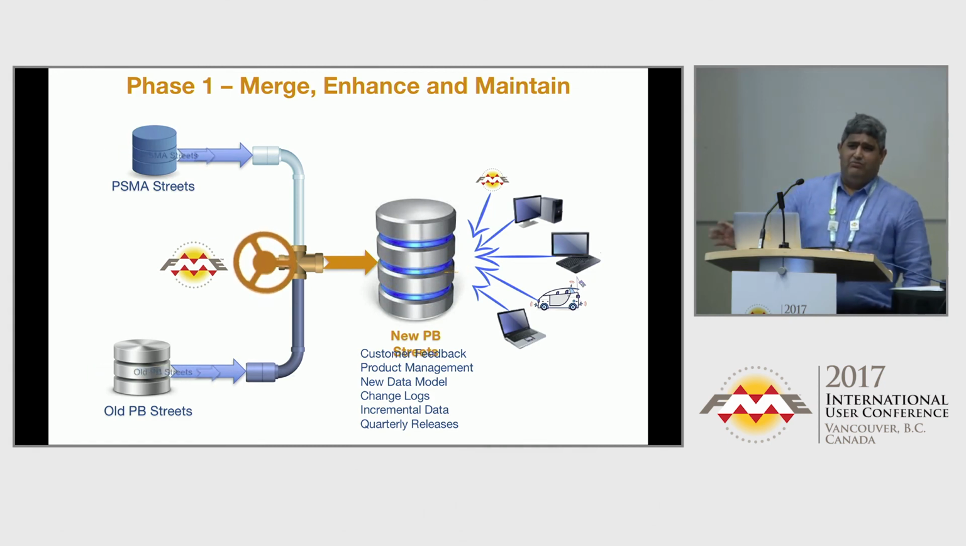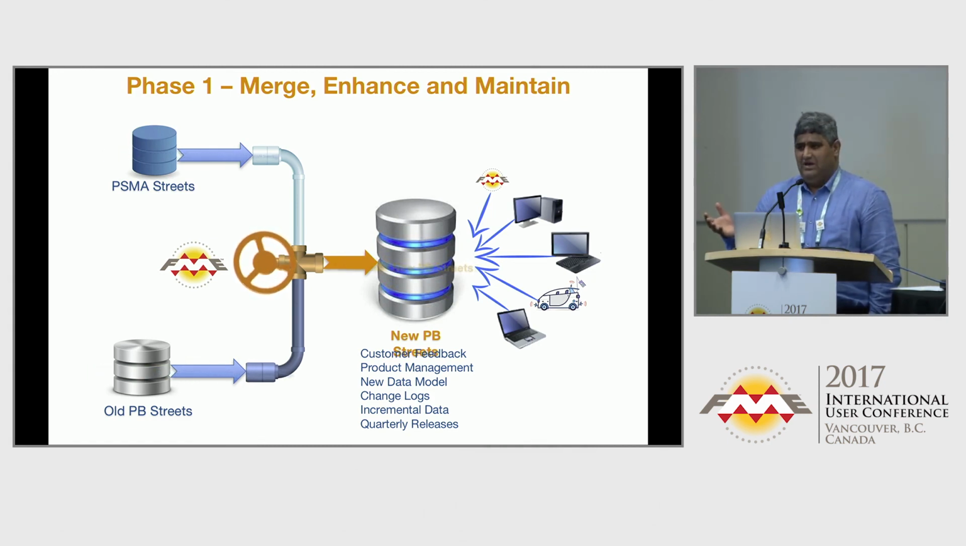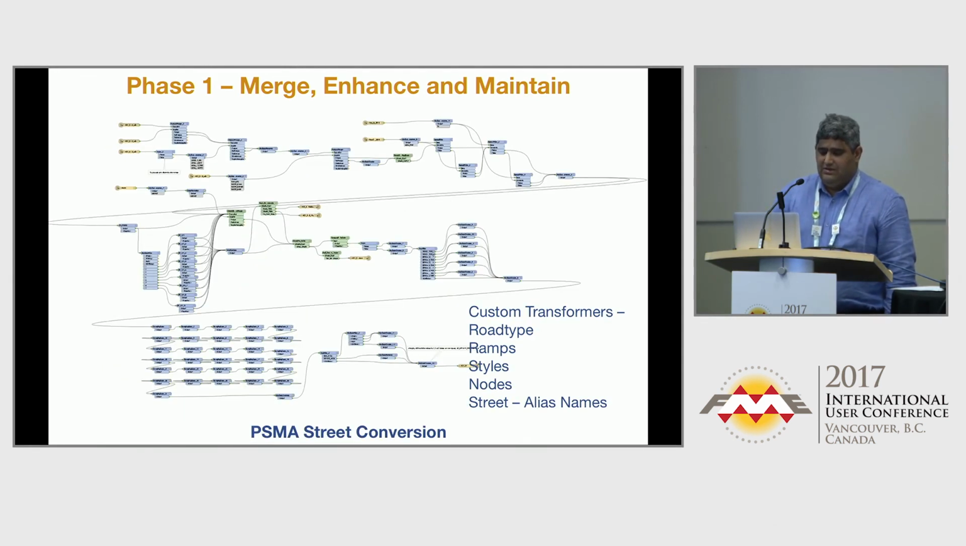And in phase one, we built about 22 different processes. So today, I will not be able to go through all of the processes, but I'll discuss some of the interesting and some of the very basic processes that we built. So this is the first process that we built. This process is called the PSMA street conversion process.